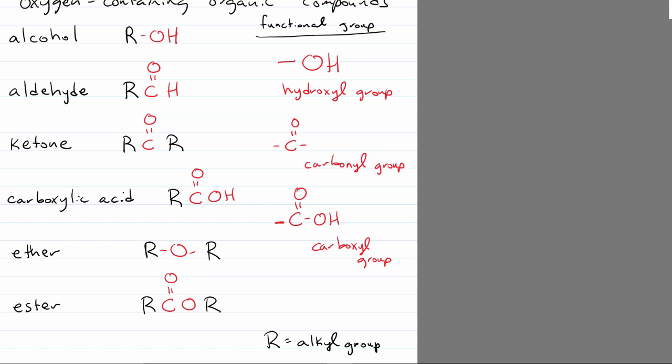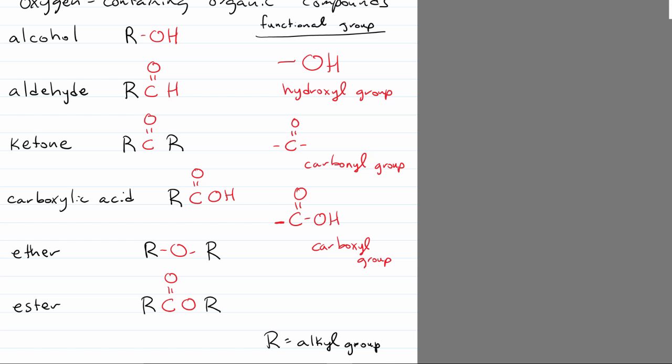How about this one here? This one's a ketone. You identify this as a ketone because you see a carbon double bonded to oxygen. This is called a carbonyl group. And then on this side, you see an alkyl group. On this side, you see an alkyl group. Okay, so that makes this a ketone.